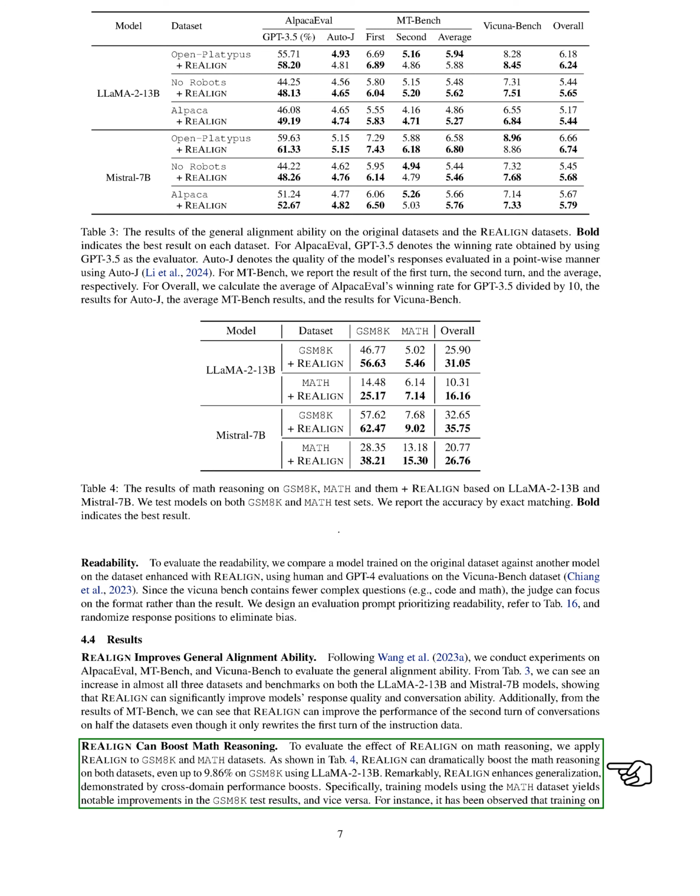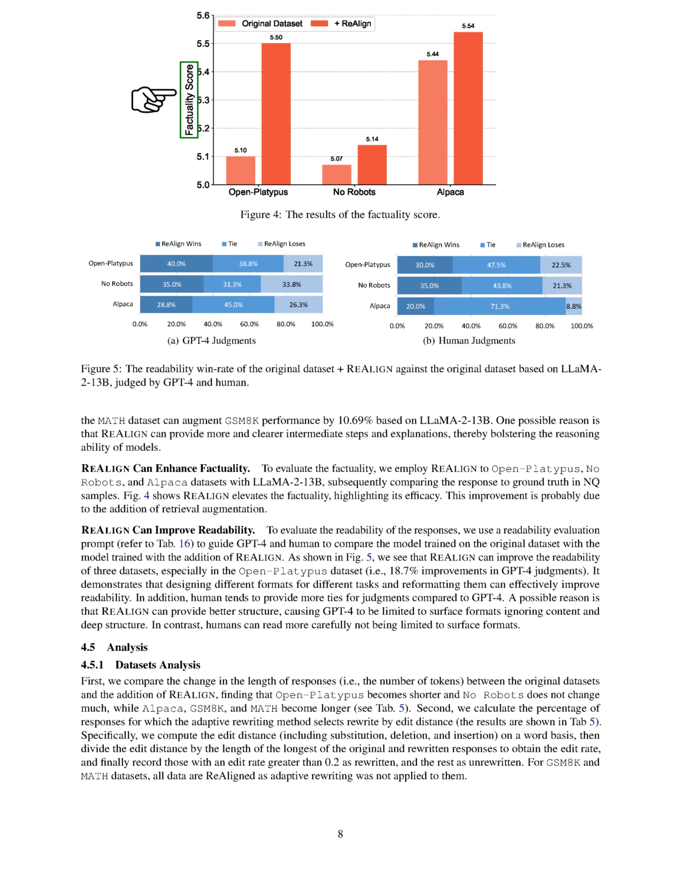This improvement is not just limited to specific datasets. REALIGN also enhances cross-domain performance, as evidenced by the notable improvements in GSM-8K test results when models are trained using the math dataset, and vice versa. A key factor behind this improvement is REALIGN's ability to provide clear intermediate steps and explanations, which in turn strengthens the model's reasoning capabilities.